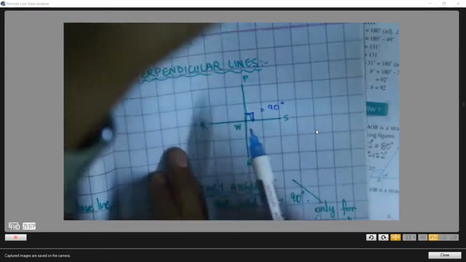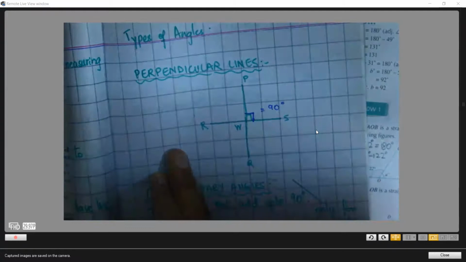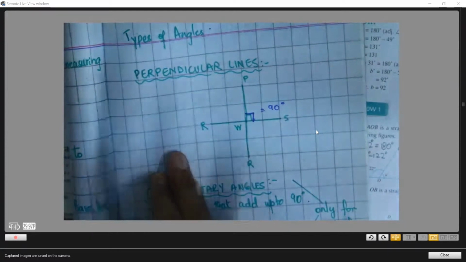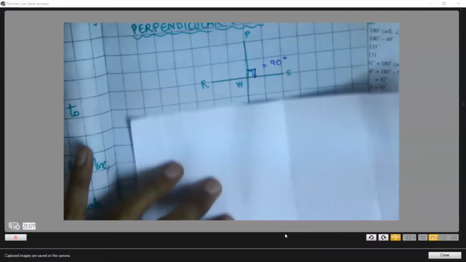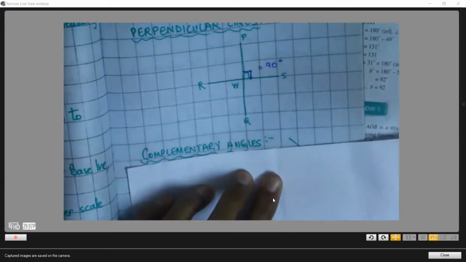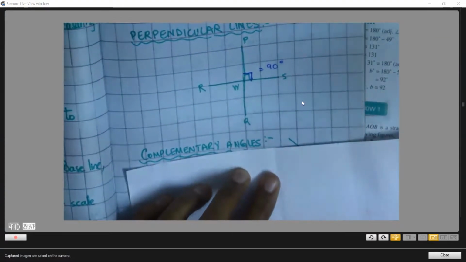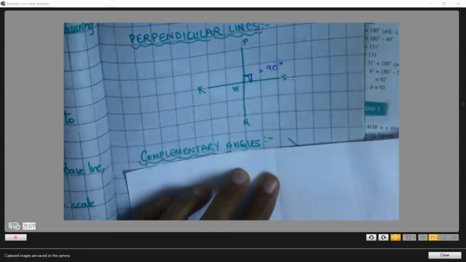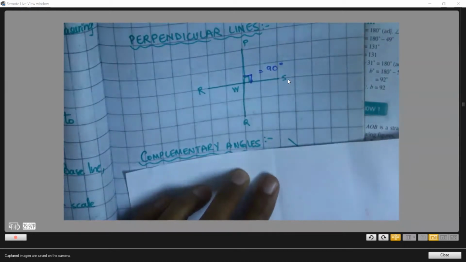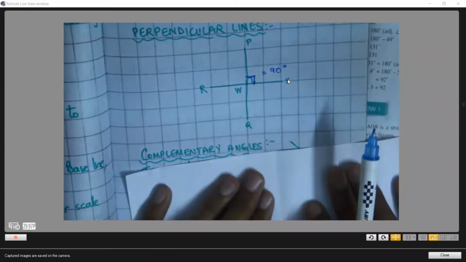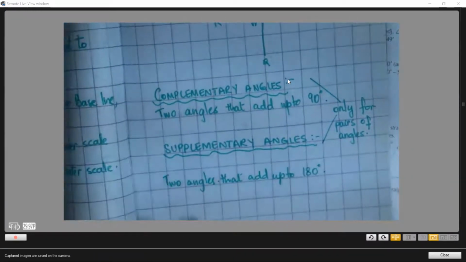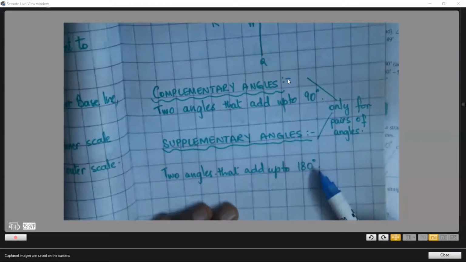So, perpendicular lines are lines that intersect each other at an angle of 90 degrees. Complementary angles, raise your hands, I'll unmute you. What are complementary angles? Yes, Uswa. Complementary angles are the angles which add up to 90 degrees. Very good job. Supplementary, do you know supplementary? That add up to 180 degrees.